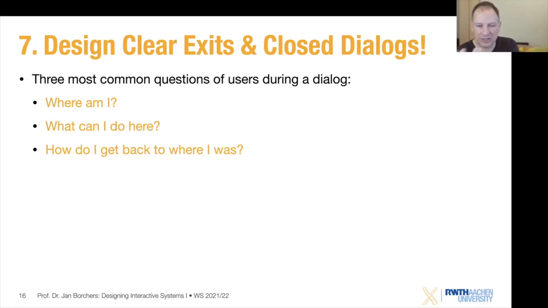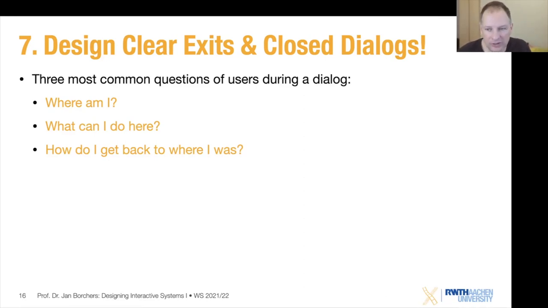What's the state of the system? That's like, where am I in the dialogue? What can I do here? That's the available functions. And how do I get back to where I was is one of those things that is about undo and recovering from maybe things that I didn't want to do. So it kind of links back to the last golden rule.